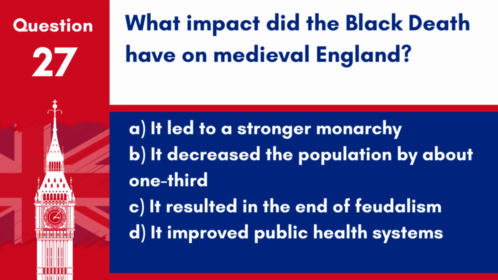Question 27. What impact did the Black Death have on medieval England? A. It led to a stronger monarchy. B. It decreased the population by about 1/3. C. It resulted in the end of feudalism. D. It improved public health systems. Answer. B. It decreased the population by about 1/3. The Black Death, which struck England in the mid-14th century, had a devastating impact, reducing the population by about 1/3.